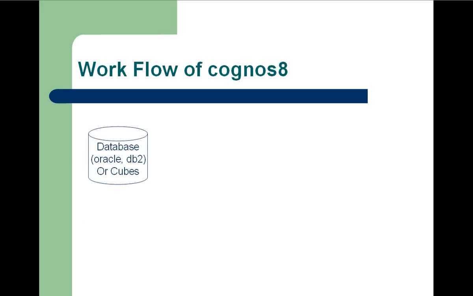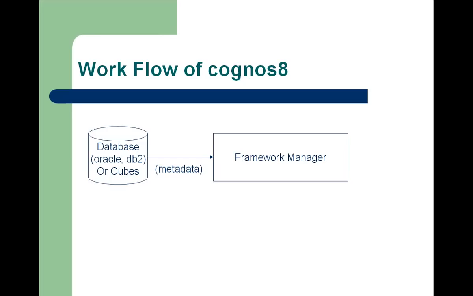Now let's see the workflow of Cognos 8. The starting point of Cognos 8 is a database, or a Power Play cube or any other OLAP cubes. From the database, Cognos 8 Framework Manager will get the metadata, and Framework Manager will use this metadata to create some queries. These queries basically contain something like select star from EMP or select star from orders. And then we can add some join conditions in the Framework Manager. We can add some calculations. We can do the aliasing in the Framework Manager and all.